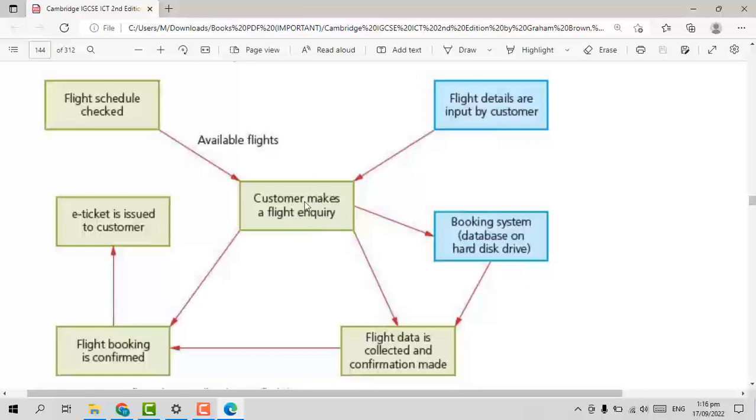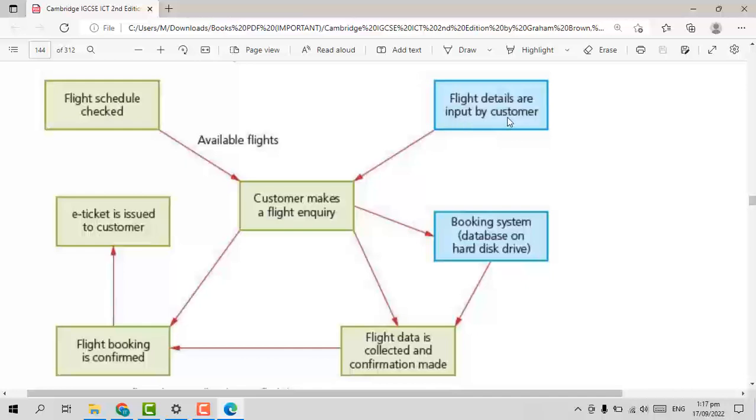So the operator is going to check details. They are going to input the details and check the schedule. Of course, they're going to ask me, when exactly do you want the flight to be? Let's say I gave them the date and time, next Friday. It doesn't matter if it's morning or evening, I'm very flexible, but I need the flight to be on Friday. So they're going to check the schedule for available flights that day, and then they're going to input the details. Flight details are input by customers.